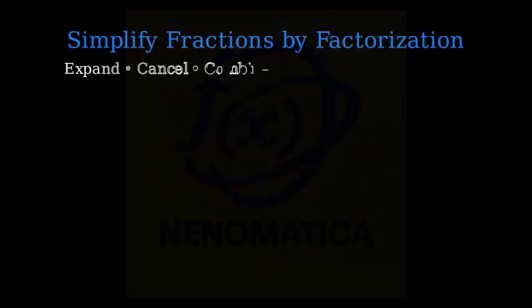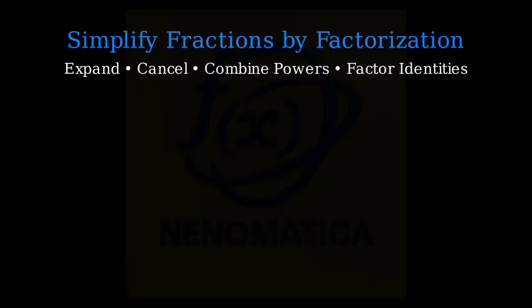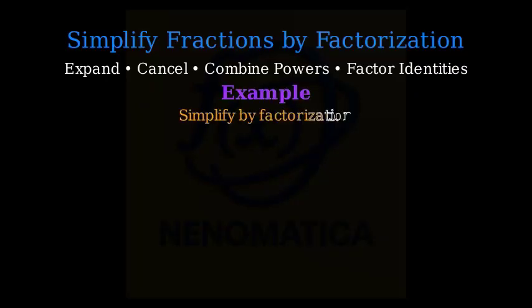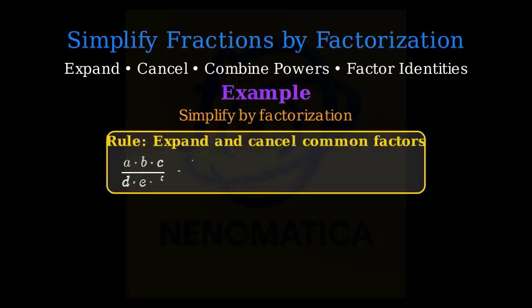In this lesson, we will simplify algebraic fractions by expanding, canceling common factors, and factoring special identities. We'll work through 3 examples step by step, and I will highlight every move so you can see exactly why it works. Example: we will start with a product over a product, expand it into separate factors, then cancel common factors between numerator and denominator. Rule: expand and cancel common factors. When we write a product as separate pieces, it becomes easy to see what cancels.